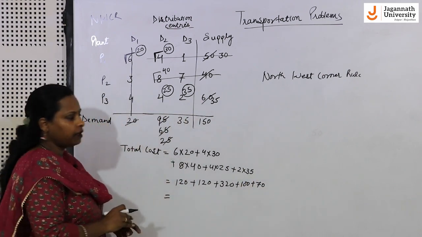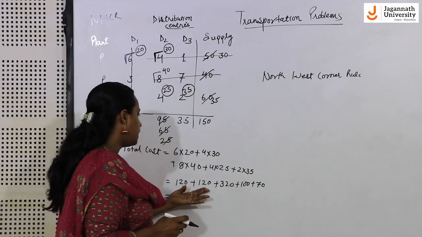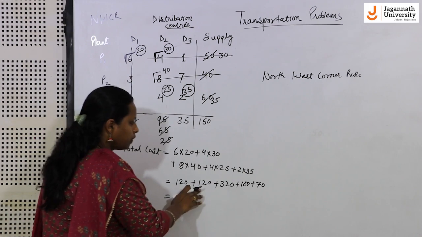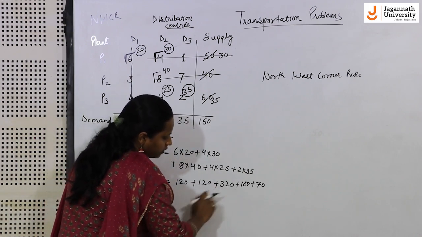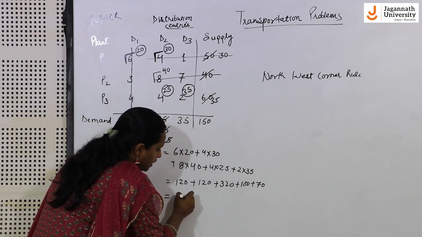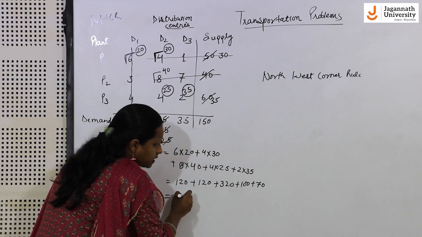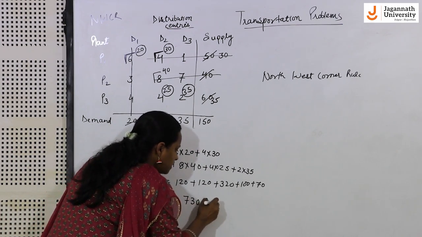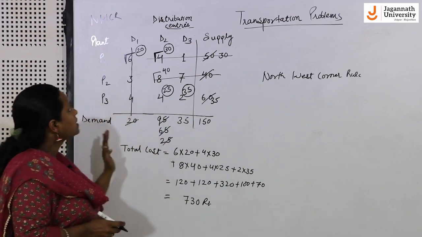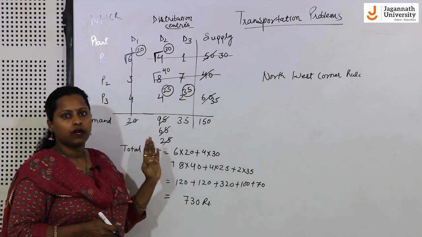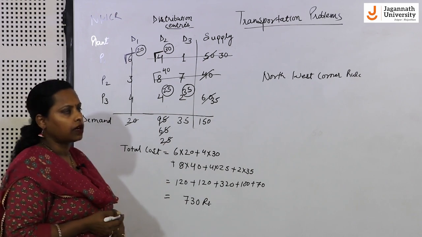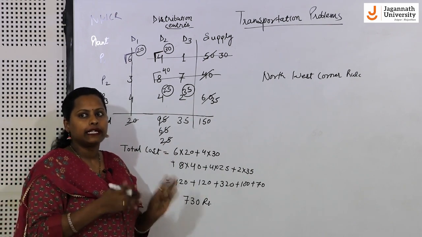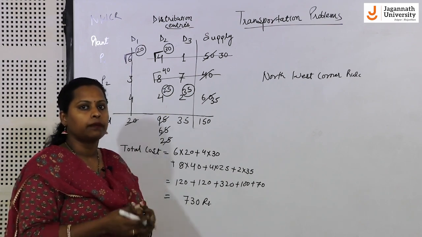The total will be 120, 120, 320, 100 and 70. That is 240, 260, 300, 560, 100, 660 and 70, that is 730 rupees. So this is our first method, that is NWCR, Northwest Corner Rule. Now we will understand the same problem by LCM, that is the Least Cost Method.